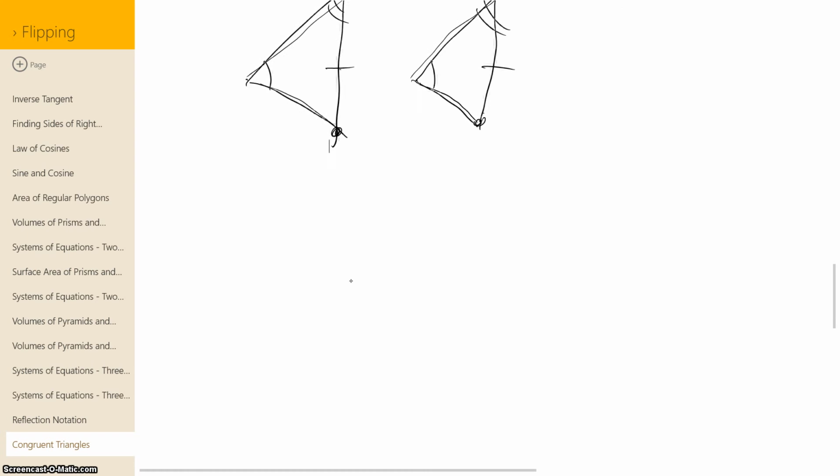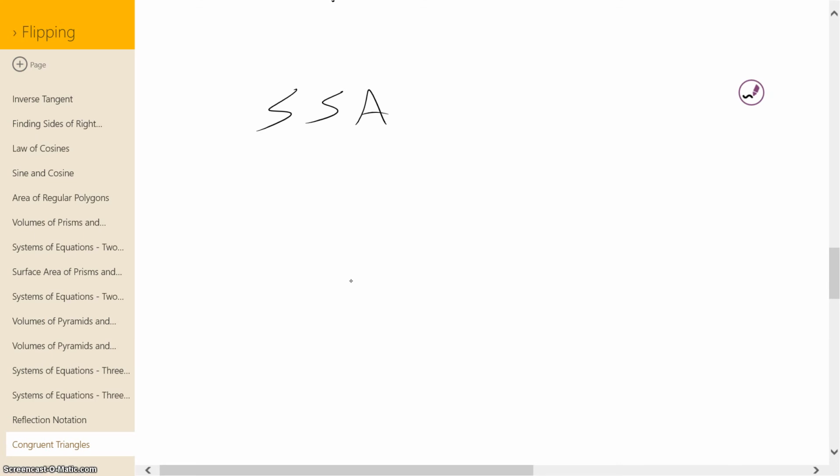Let me tell you briefly which ones will not work. Side, side, angle will not work. Do not use side, side, angle. No such thing. It will not guarantee congruence.